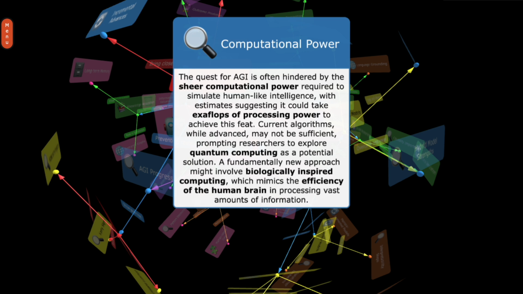The quest for AGI is often hindered by the sheer computational power required to simulate human-like intelligence, with estimates suggesting it could take exaflops of processing power to achieve this feat. Current algorithms, while advanced, may not be sufficient, prompting researchers to explore quantum computing as a potential solution. A fundamentally new approach might involve biologically inspired computing, which mimics the efficiency of a human brain in processing vast amounts of information.